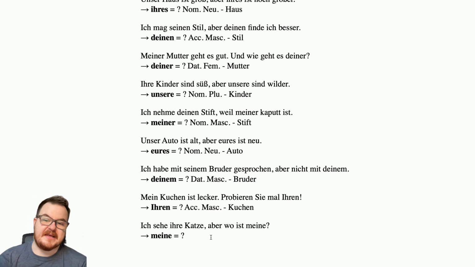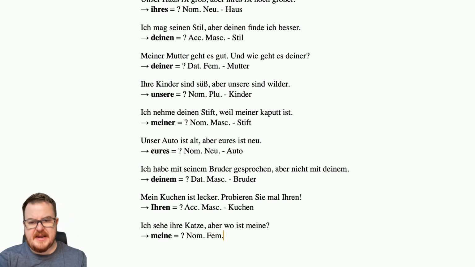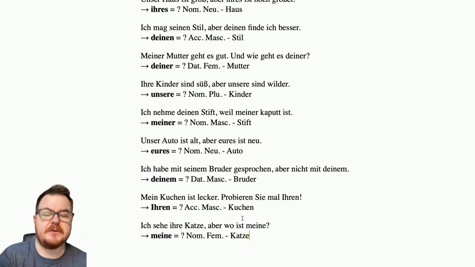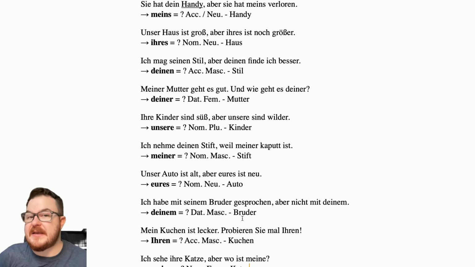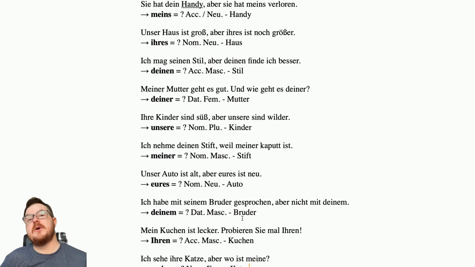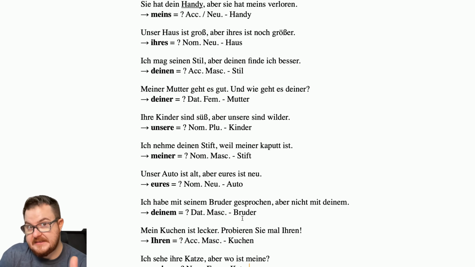Ich sehe Ihre Katze, aber wo ist meine? Well, meine in this sentence is nominative, it's feminine, and it's replacing the word Katze. Okay, good. So the point of this activity, if you weren't able to spot it, is for us to be able to recognize possessive pronouns and to recognize what their function is in the sentence. What's their case? What's their gender?